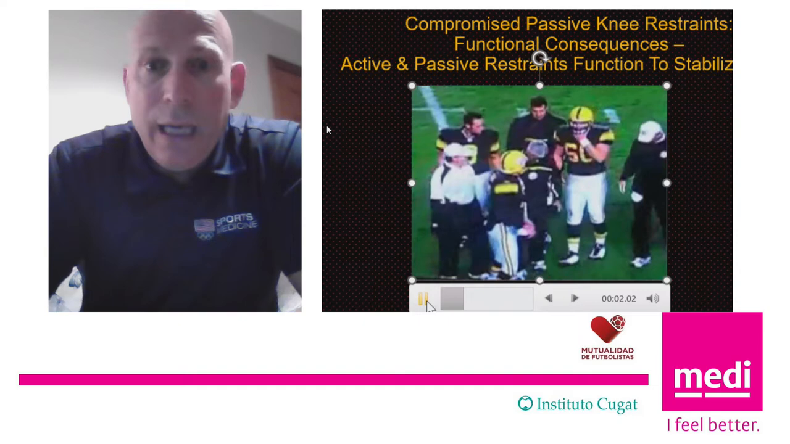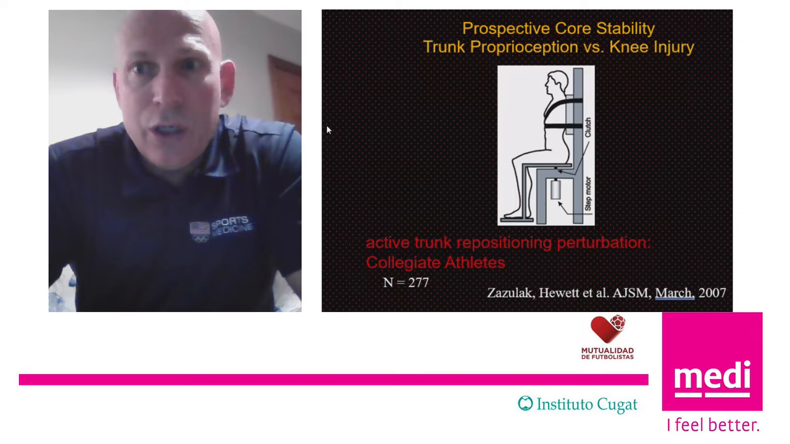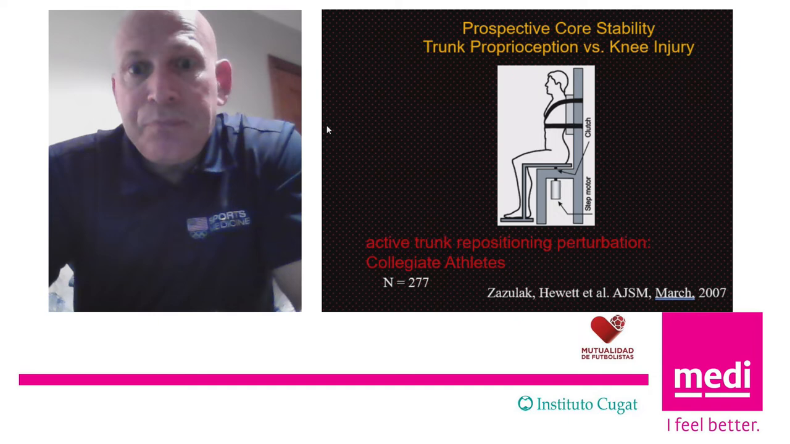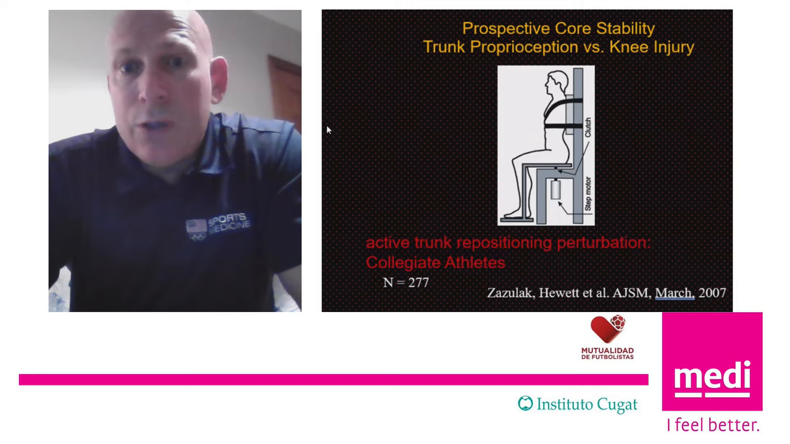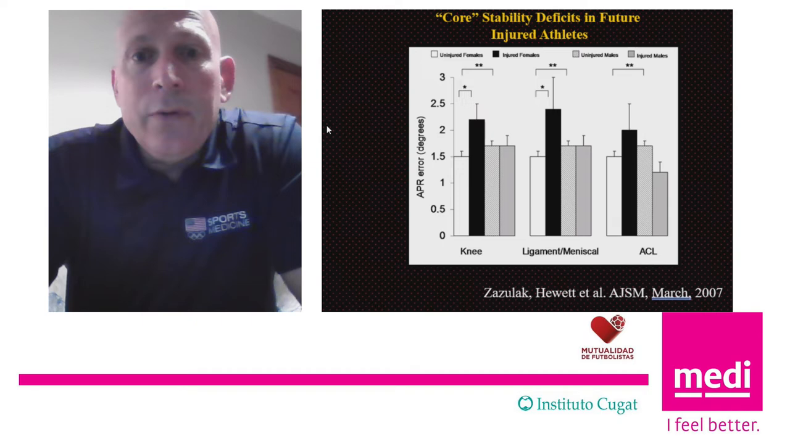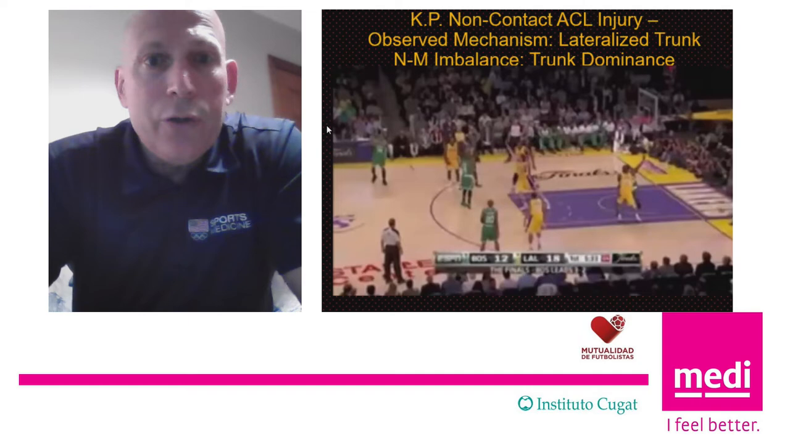So this is, once the passive restraints are compromised, the neuromuscular restraints take over, but both systems need to work in conjunction. This is a series of studies we did with a group at Yale, which shows how important trunk proprioception is when these athletes sit on this movable, motor-driven stool and try to reproduce the position of their trunk. Those that are not good, especially young female athletes, don't have it. Those that have error in their trunk proprioception have greater risk of knee, ligament, and ACL injury. We showed this in a cohort of about 300 athletes.